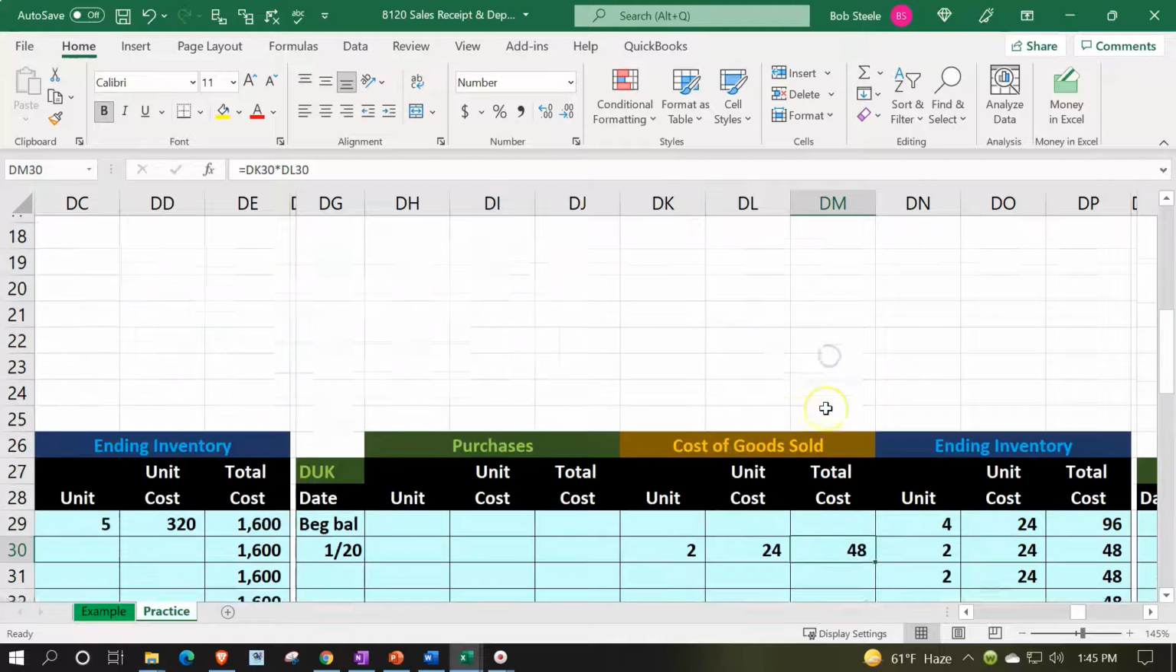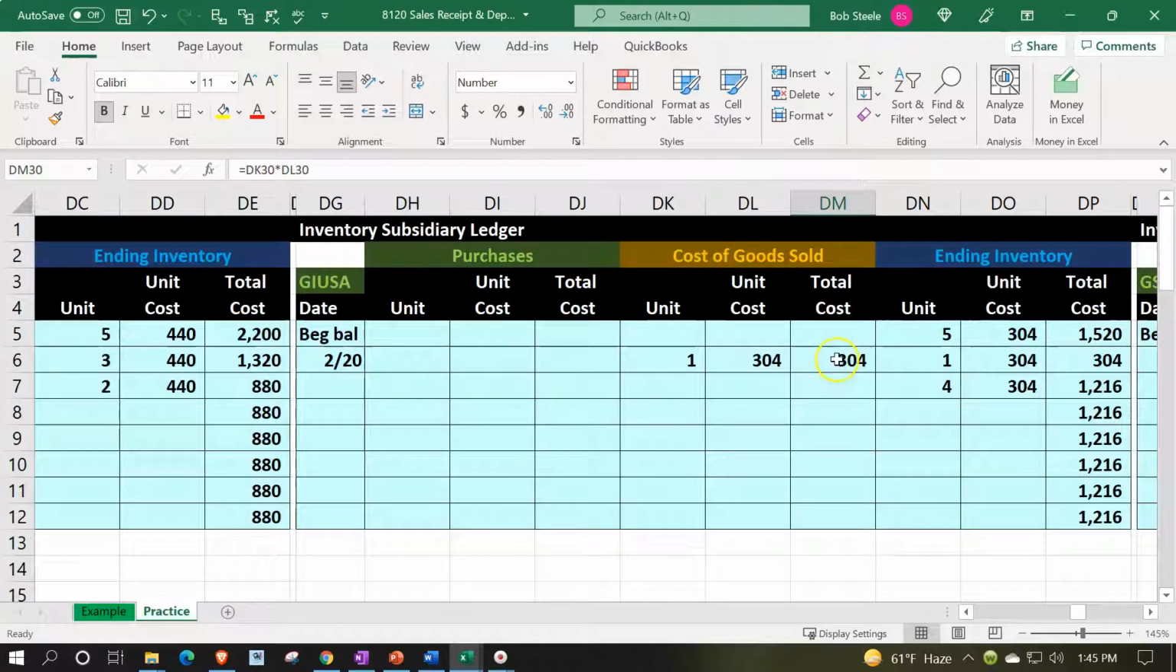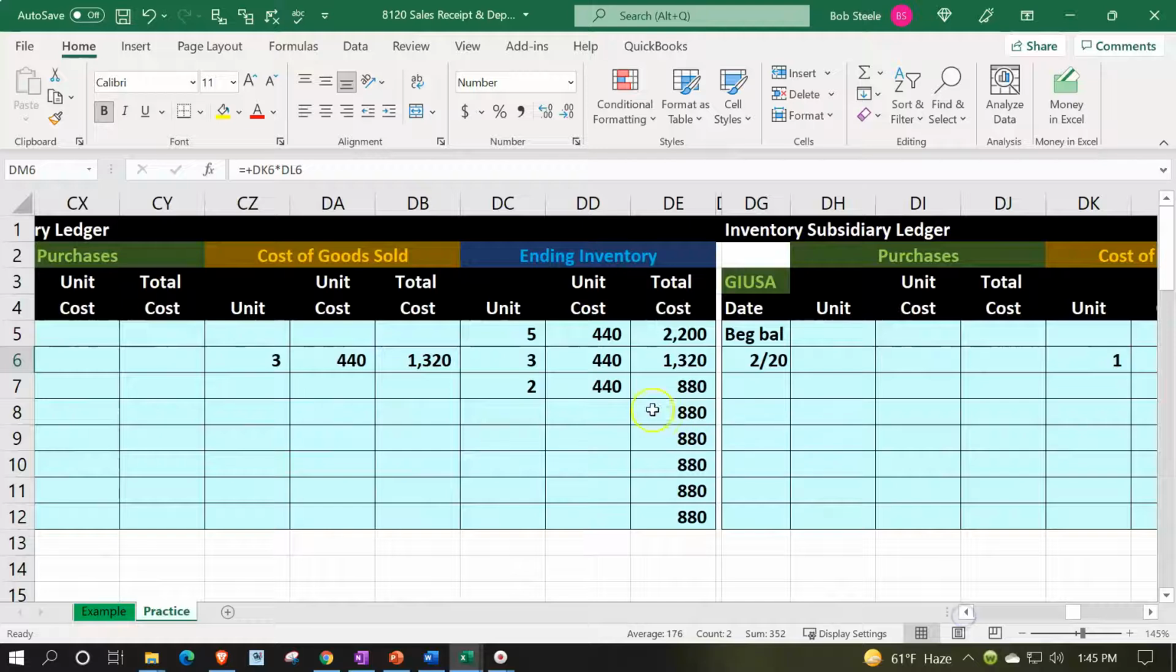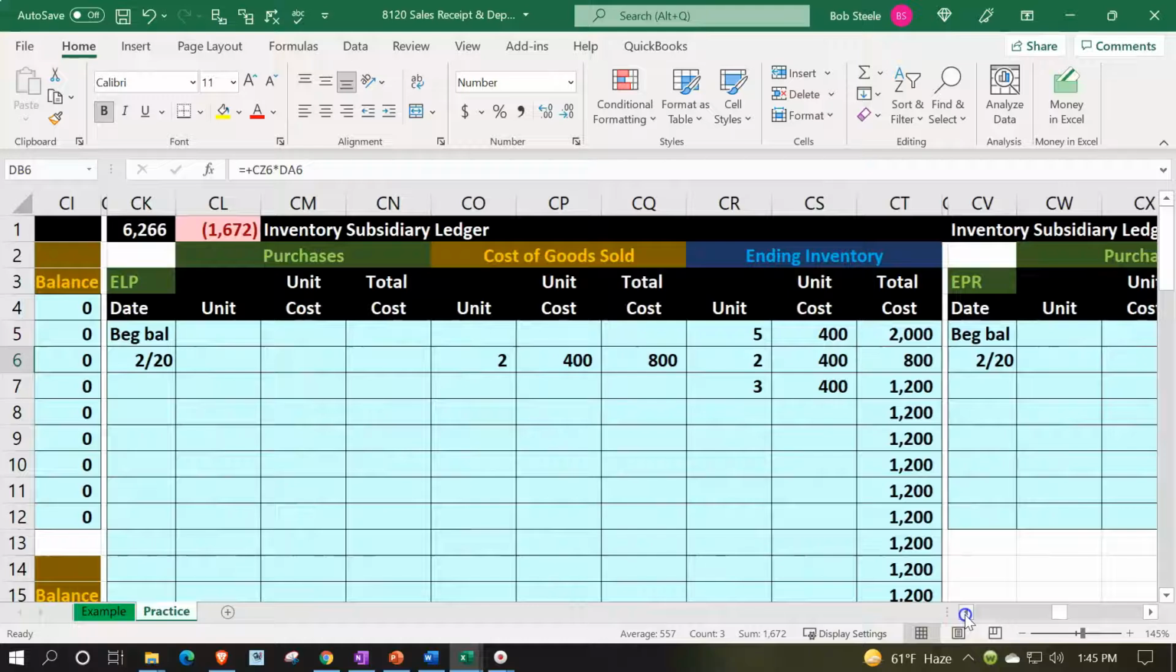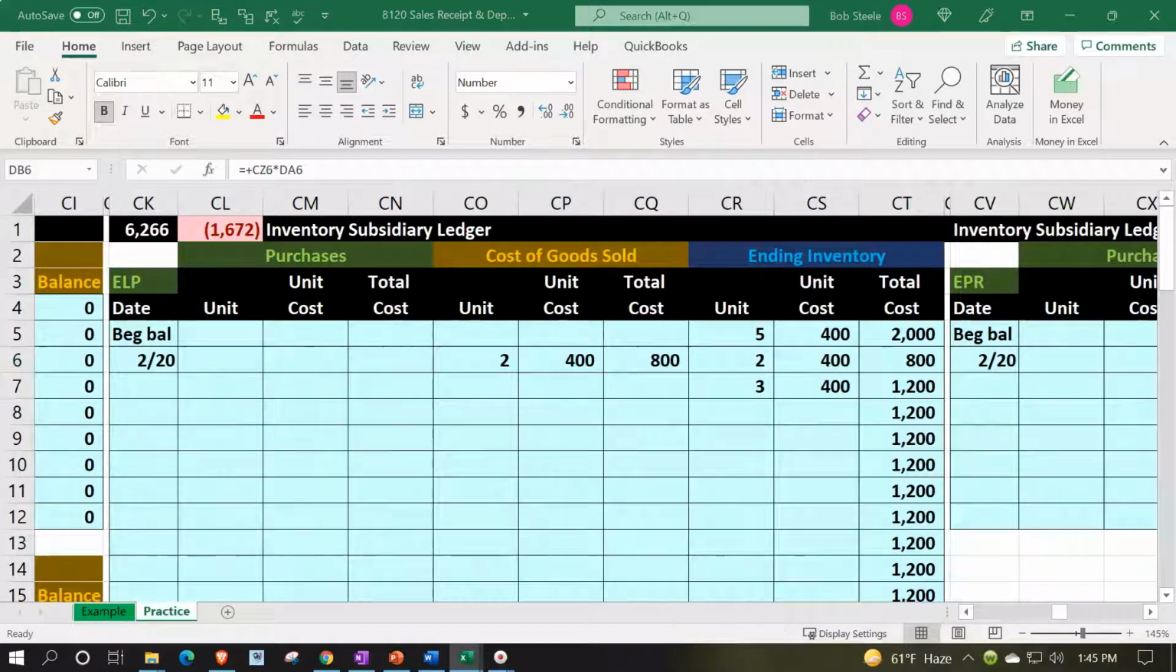So we have then the 48 here, and then I'm holding control, the 304, and then I'm going over here, I'm holding control, and the 1320 adds up to the 1672. That 1672 ties out up top, so that's what we're out of balance by until we actually record the transaction. So let's put that into our transaction.